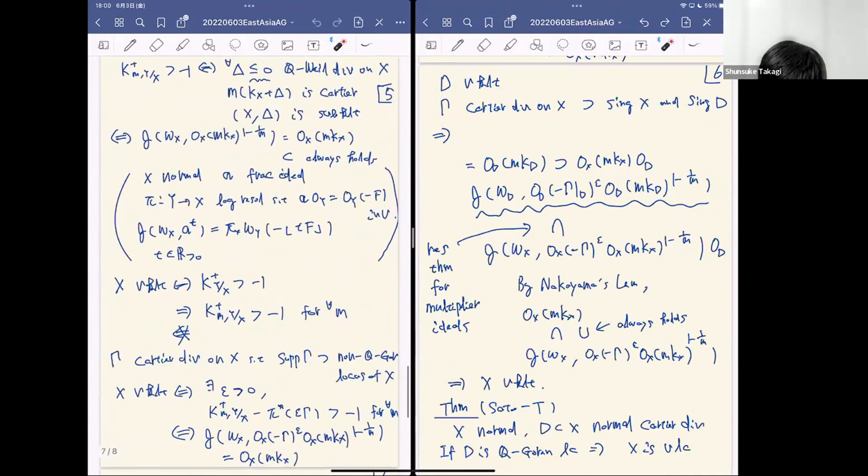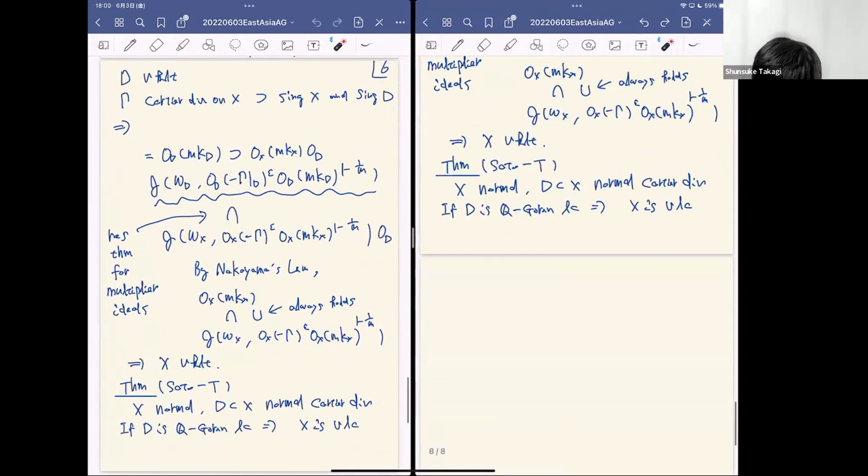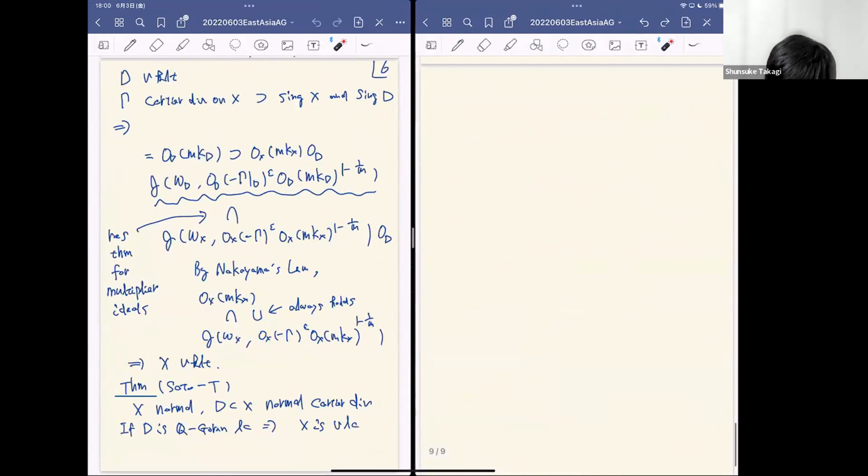So this is just a technical difficulty, and I believe this inclusion holds without the Q-Gorenstein assumption. But this is my question: does the theorem hold without the Q-Gorenstein assumption? I believe this should be true, but I don't know how to prove this.